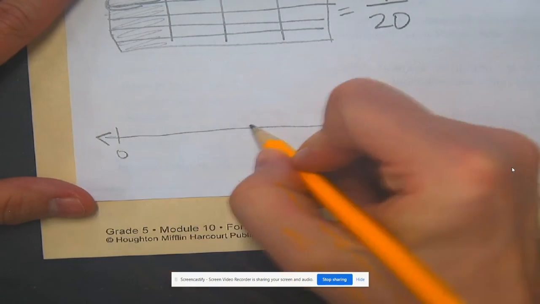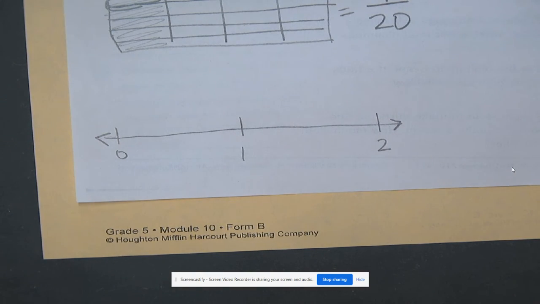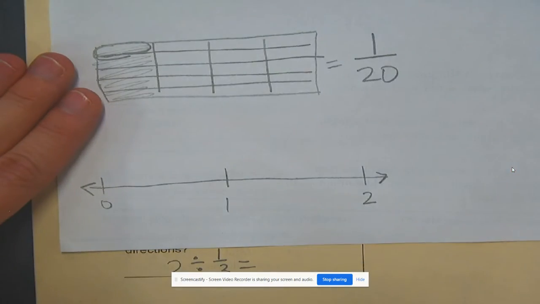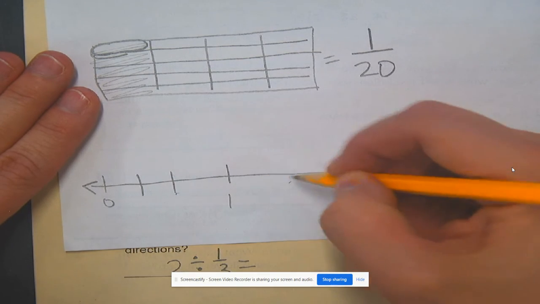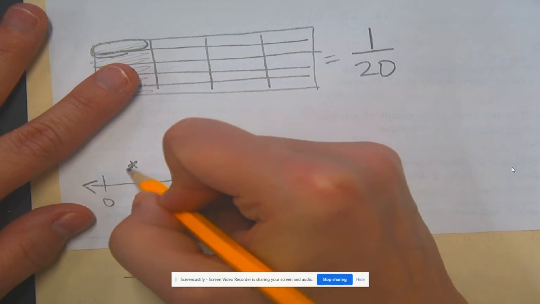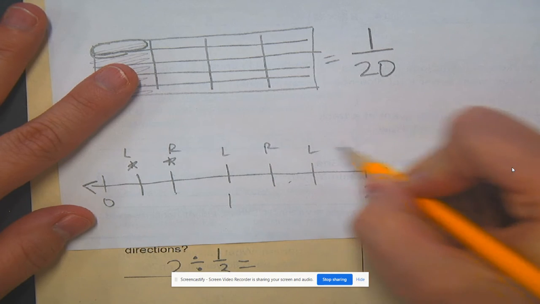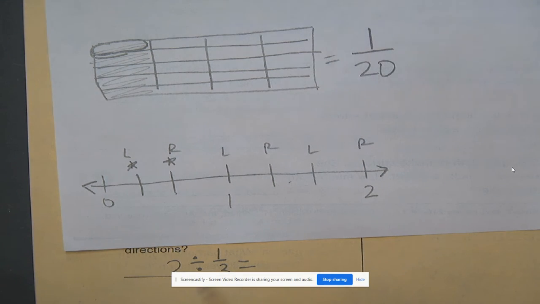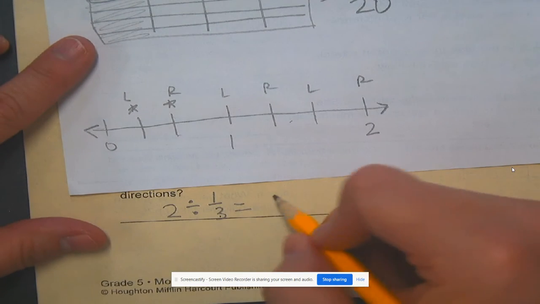So we have 0, 1, and 2. Okay, there's our wholes. What are our wholes going to be divided into? Because here's our 2 wholes. Thirds. 1, 2, 3, 1, 2, 3. So he changes here. He changes here. So we can say he goes left, right, left, right, left, right. How many times does he change directions? 6 times. So 2 divided by 1/3 equals 6.